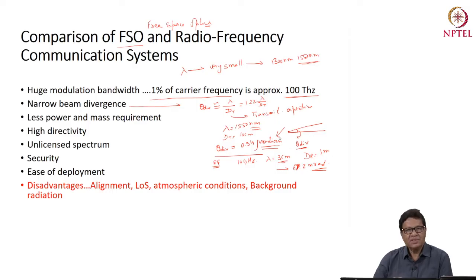So narrow beam divergence means the beam can go a longer distance. It is not diverging. Most of the power is in the beam, which actually depends on the size of the detector. But as the beam travels, it is not diverging. So you need a very small detector, a conventional detector, and you get a good amount of intensity or power at the receiver. So that is another advantage. It requires less power and mass.